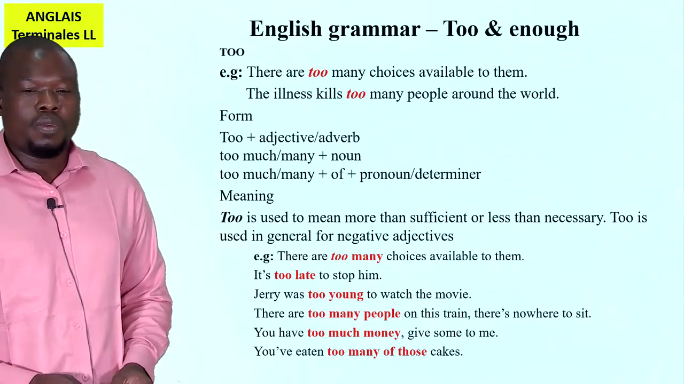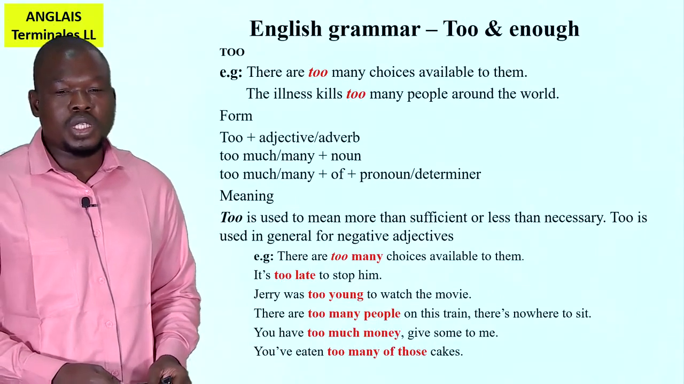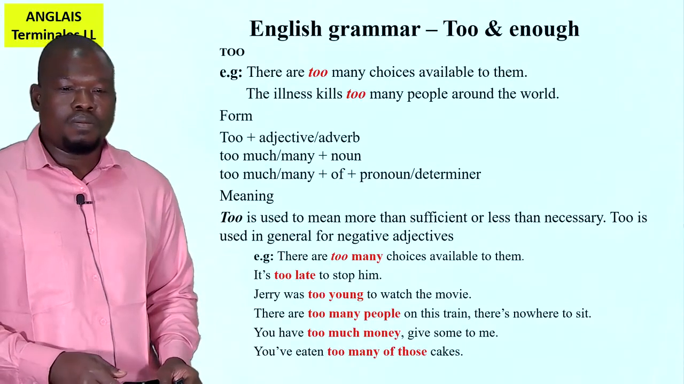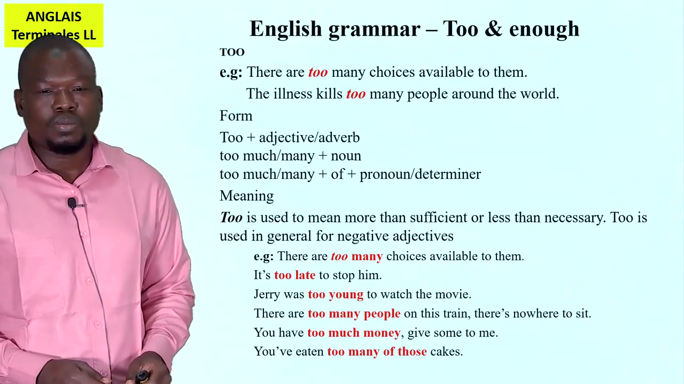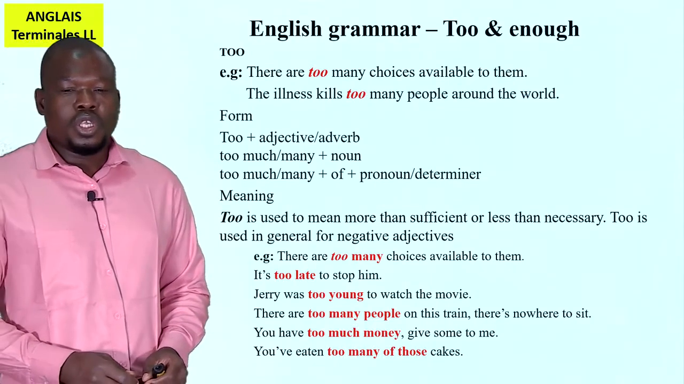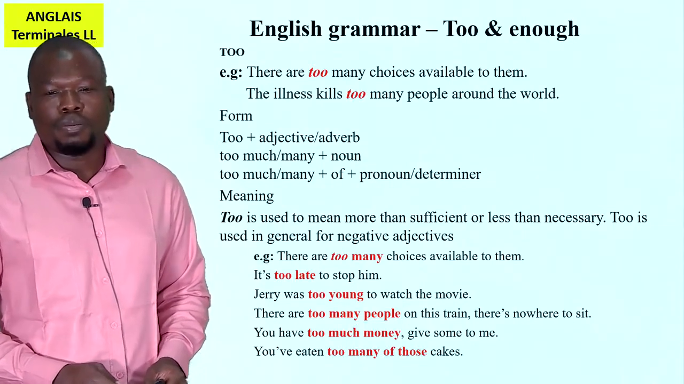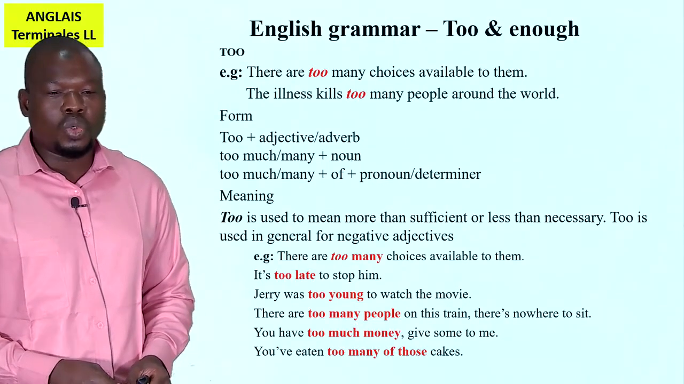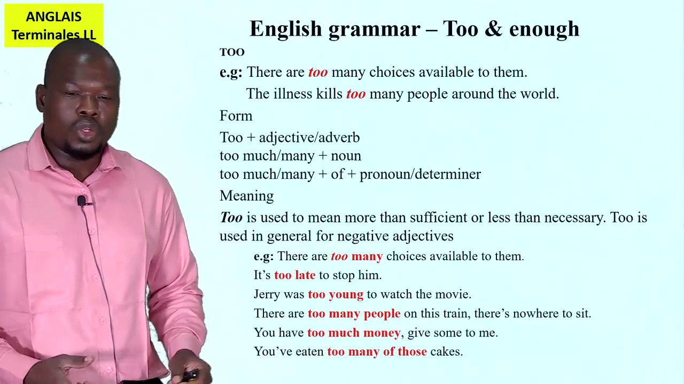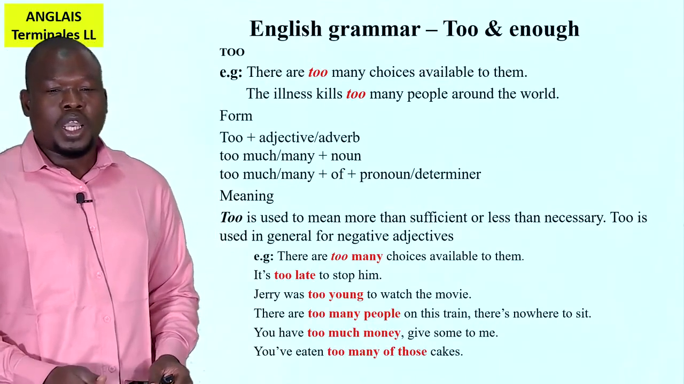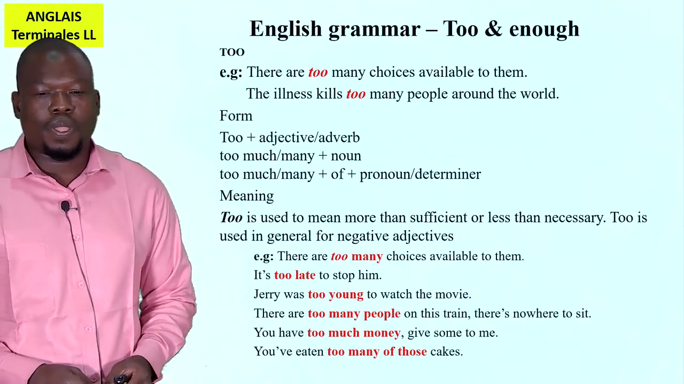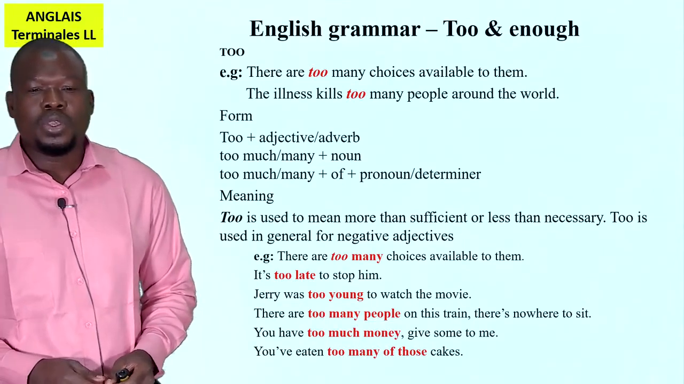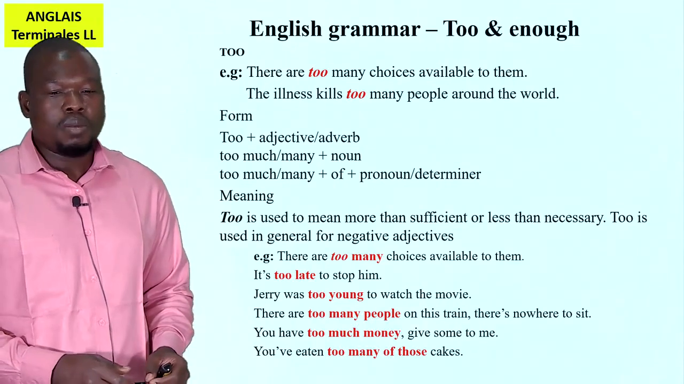Some examples. There are too many choices available to them. Here we use too plus many and a noun. Again, it's too late to stop him. Here we use too plus an adverb. Jerry was too young to watch the movie. Here also we use too plus adjective. The adjective here is young. There are too many people in this train. There is nowhere to sit. Here we use too plus many plus a noun.